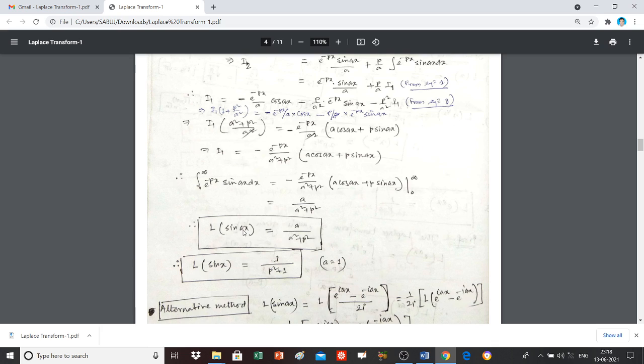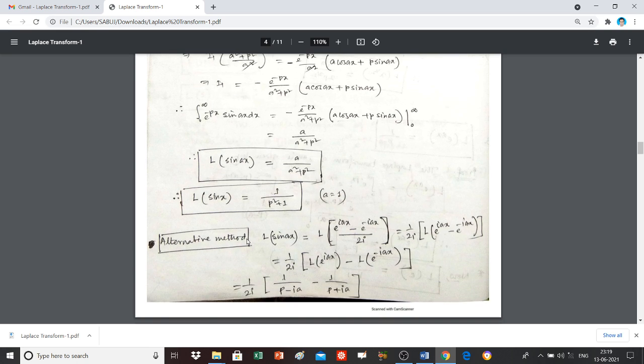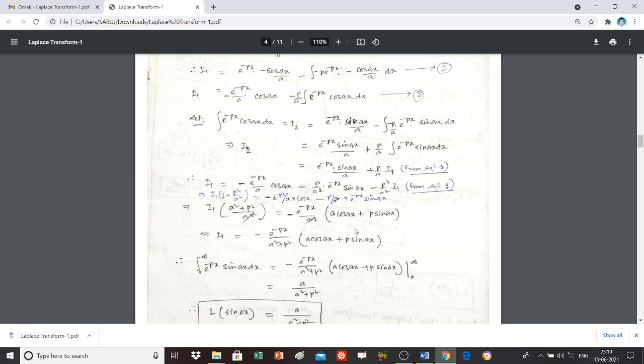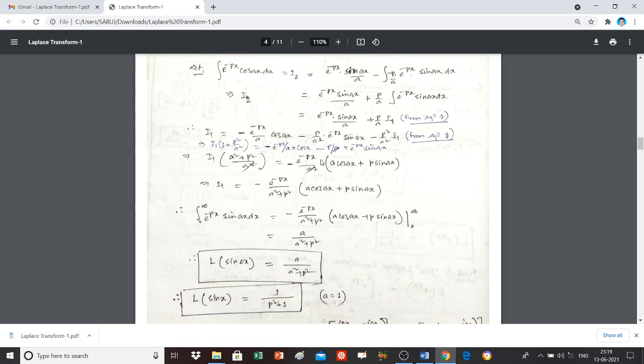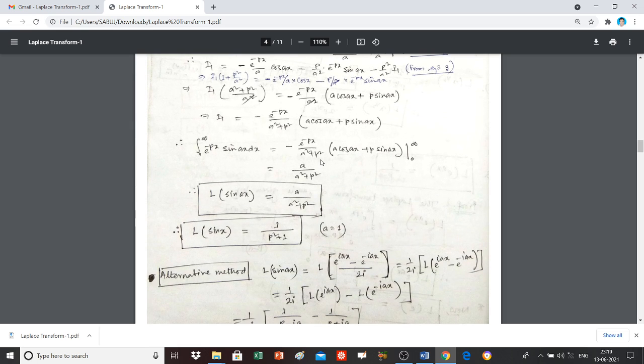Now if you use a equal to 1, that means the Laplace transform of sin x, using the value a equal to 1 in this expression, will give you 1 by p square plus 1. Here is an alternative method, and this method is much easier compared to the earlier one. So you can use any one of these methods.